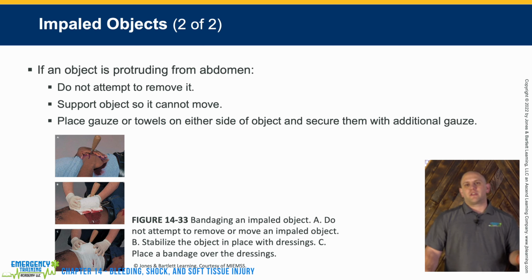Just like impaled objects in the eye, we want to support it to make sure it's not moving, creating any further damage while we transport, and use some type of clean gauze or sterile dressing on either side of it, just trying to reduce the amount of infection and other contamination that may happen around that entry point.